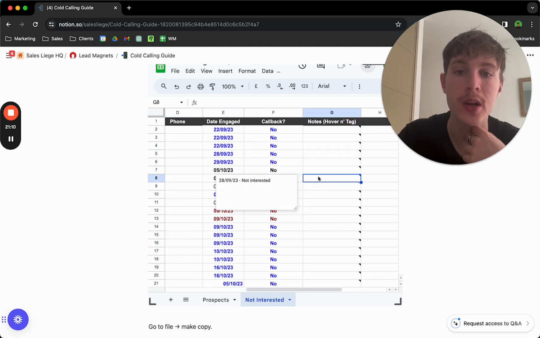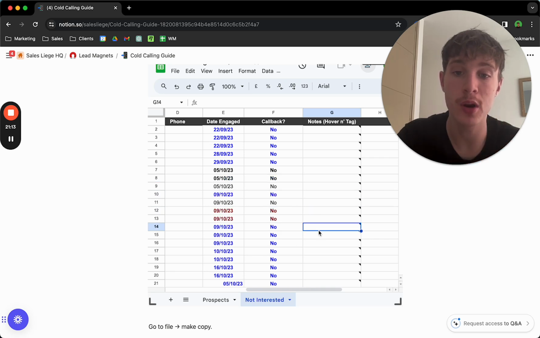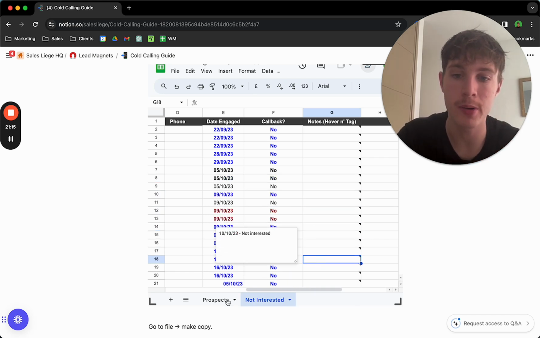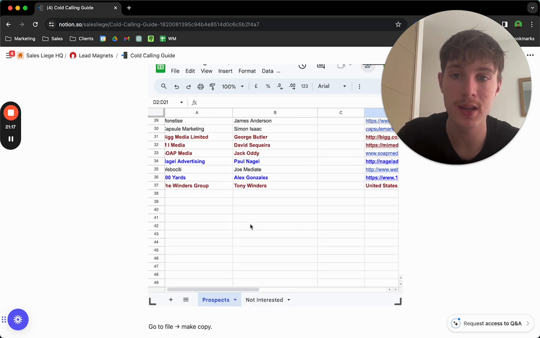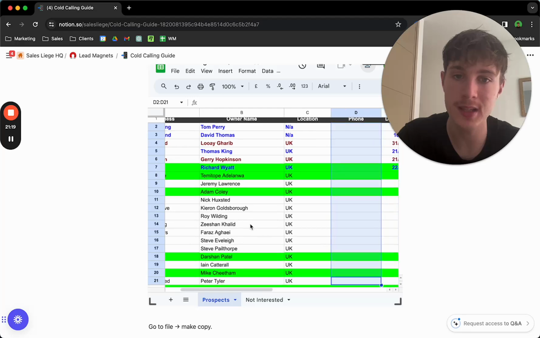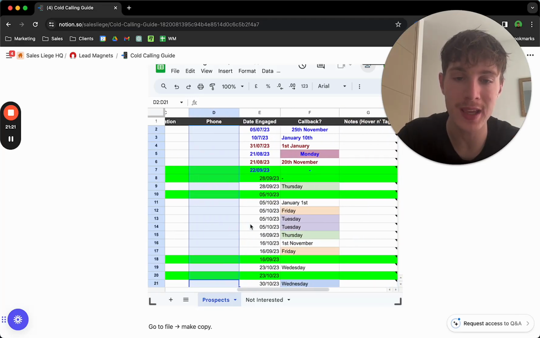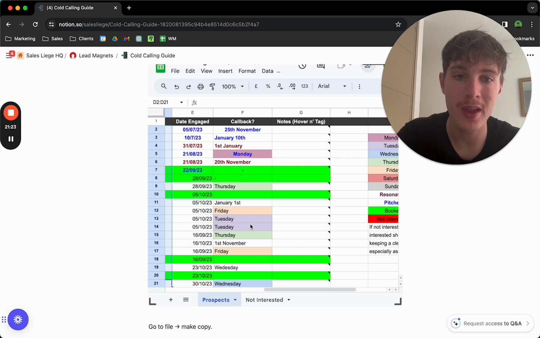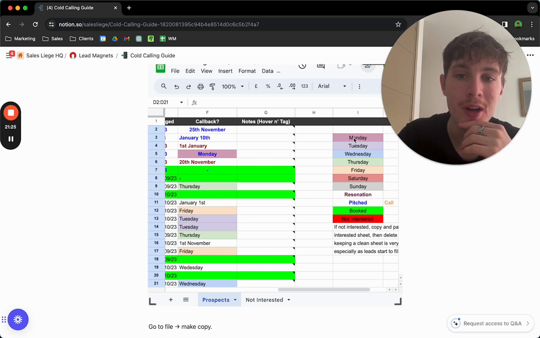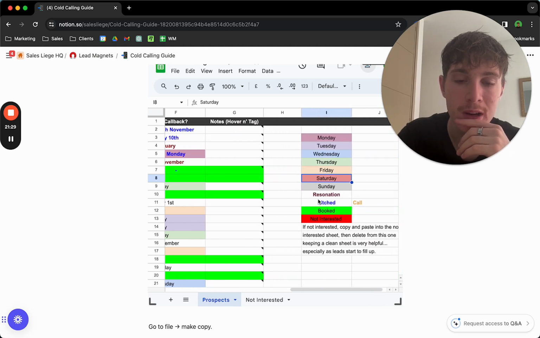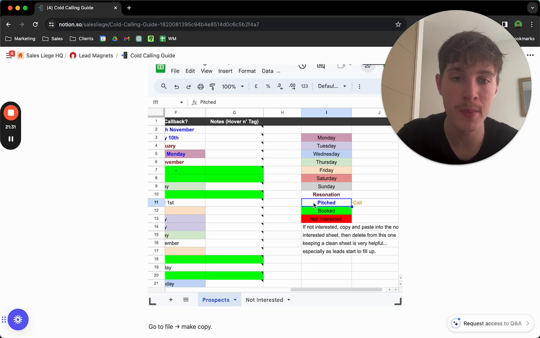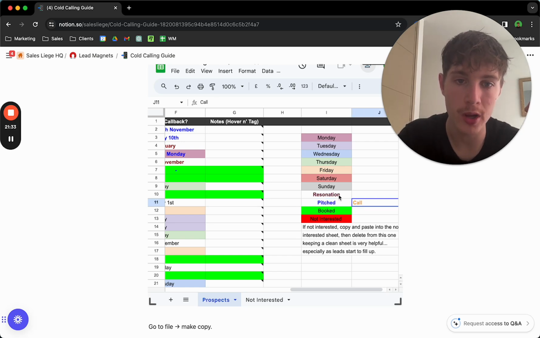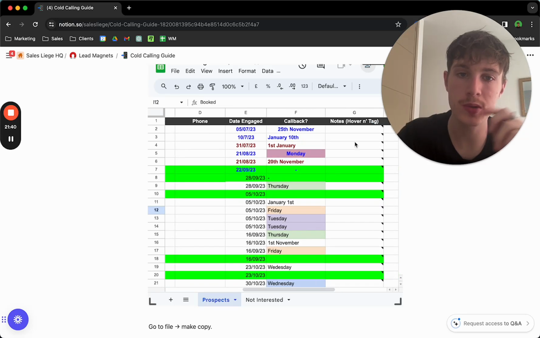So again, I'll put in notes here. This was for not interested, so I didn't really have to put any notes. But for interested prospects, it would look pretty similar. So business, owner name, location, phone, date engaged, call back. And then I'd have a color coding system depending on the day it was. And I'd highlight the prospect in the corresponding color, depending on whether I'd pitched them, we had a call booked, they had responded positively and I'd pitched them as well, or they're booked and not interested. And these were some of the notes that I'd make.